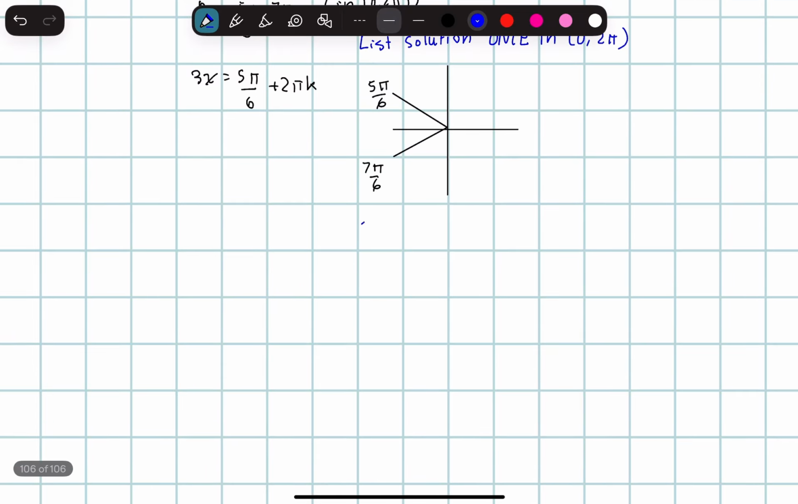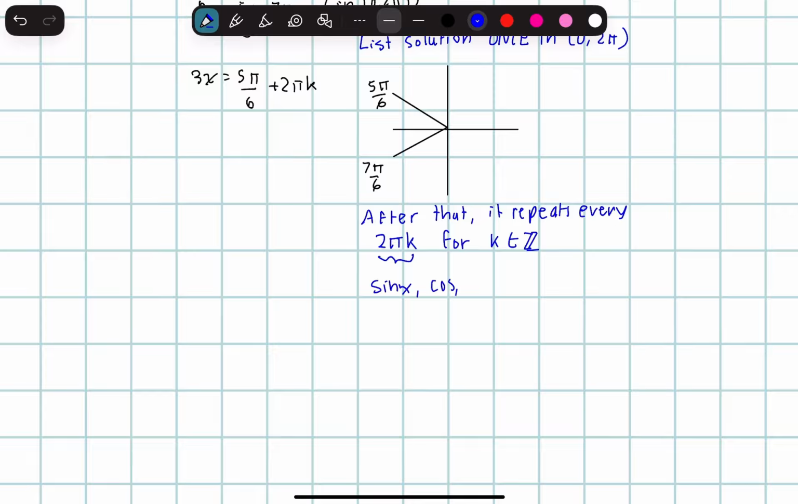So then after that, it repeats every 2 pi k for k in the integers. So you list it once, and after you list it once, that's the general pattern. And this is the case for sine x, cosine x, cosecant x, and secant x. For cotangent and tangent it's different, but we're going to get there.